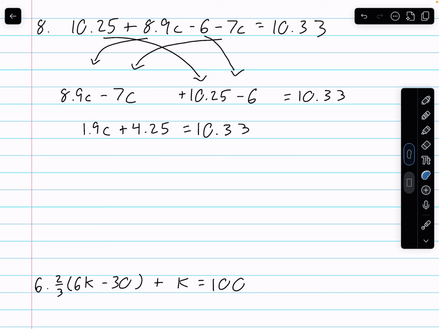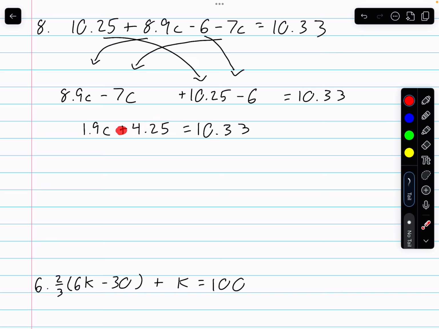Now, keeping it moving, my end goal is to get this C by itself, all alone. I'm trying to figure out what C is when it's all alone. So to do that, I need to get rid of the 4.25 and I need to get rid of the 1.9. The first piece that we're going to get rid of has to be the constant, the number that is all by itself. In this case, that is the 4.25. We see that we have a plus in front of that 4.25, and to get rid of a plus, we are going to do minus 4.25.